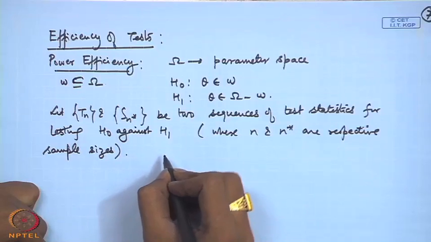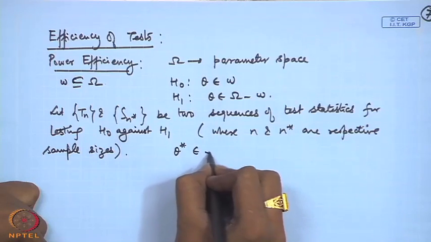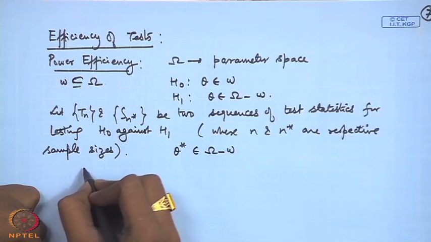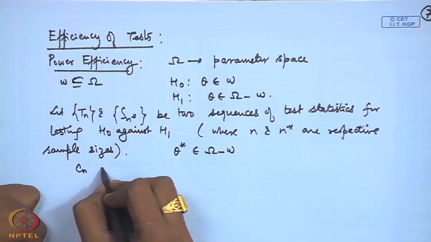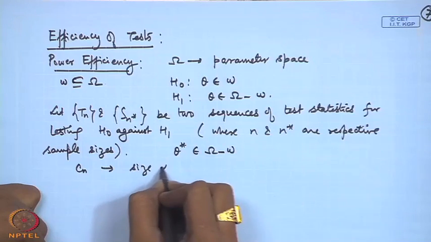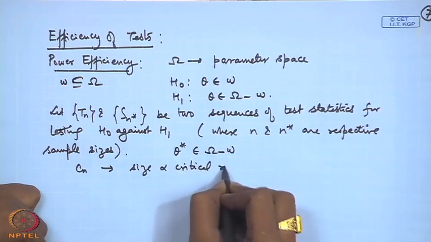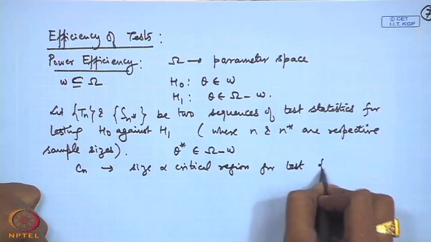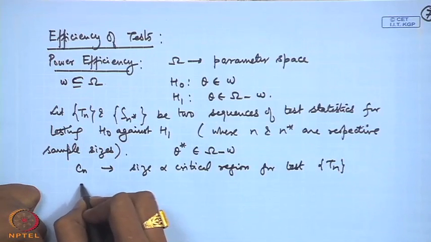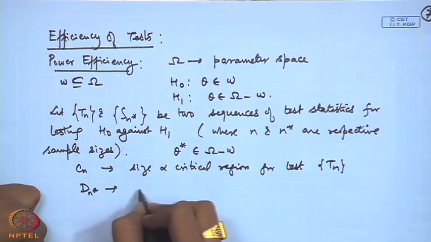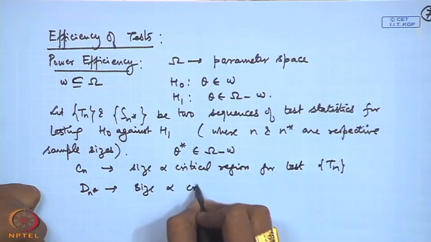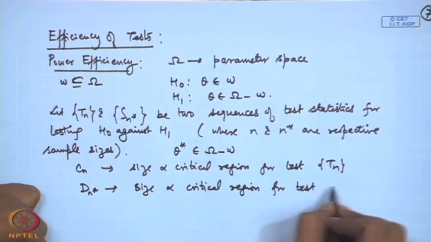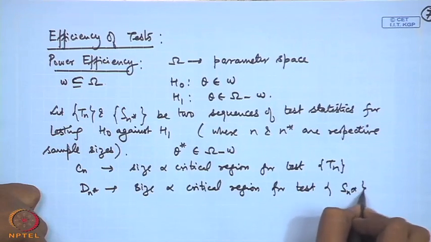So, let us take an arbitrary point theta star belonging to the alternative hypothesis set. So let us consider Cn is the size alpha critical region for test Tn, and let us call say Dn star is the size alpha critical region for test Sn star.